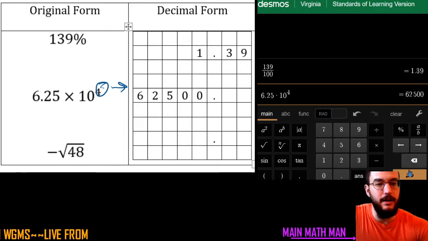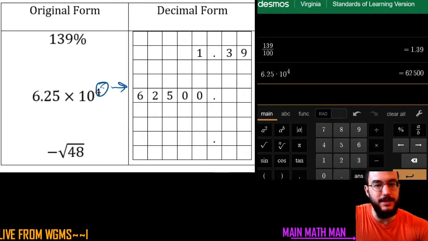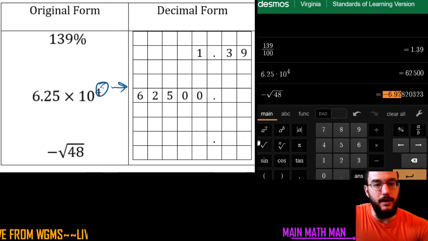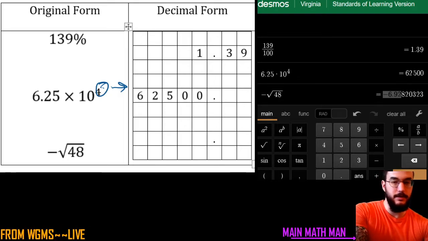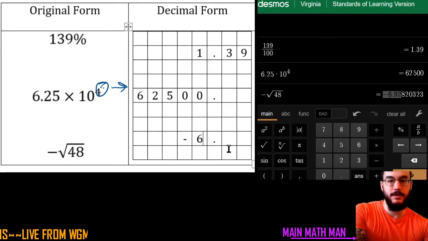And lastly, our next value we have is negative. So I type it exactly how it looks, negative square root of 48. And I'm only going to mainly concentrate on those first 2 decimal places, that way it keeps it simple. So I have a negative number, so I have negative 6.92.